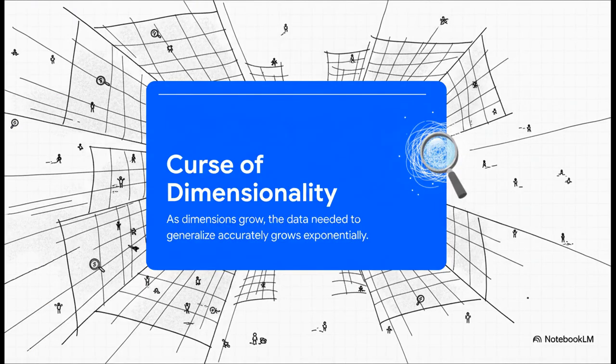So what is this curse? Well, imagine you keep adding more features to your data. Things like height, weight, age, location, and so on. Every new feature is another dimension. And the more dimensions you add, the space your data lives in gets exponentially bigger and emptier. Your data points get spread so far apart that trying to find a pattern is like trying to find a few people scattered across a massive desert.